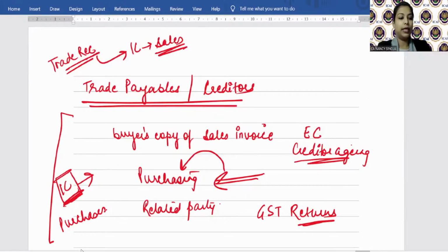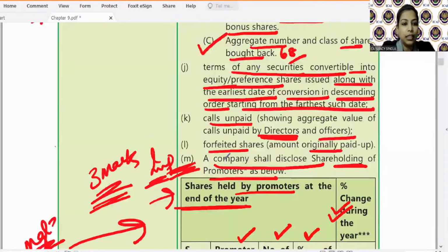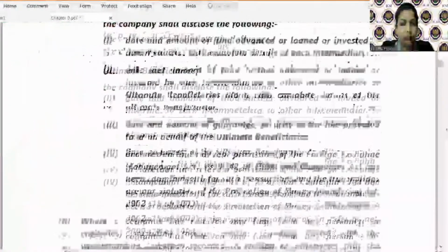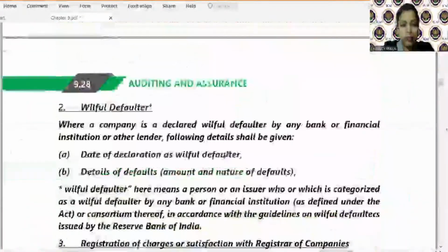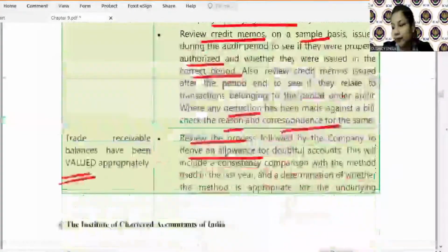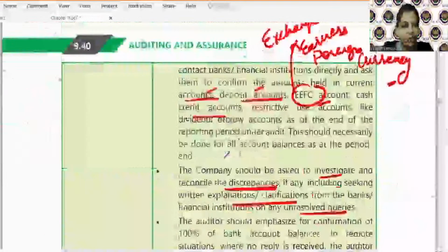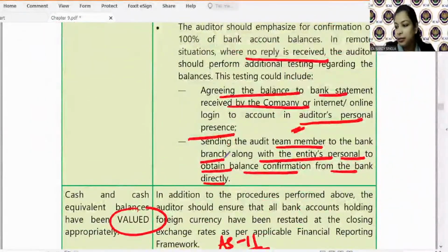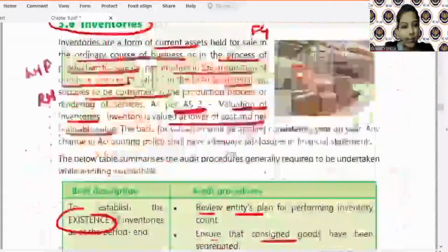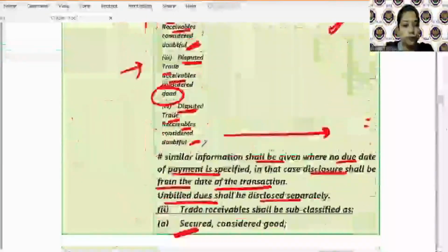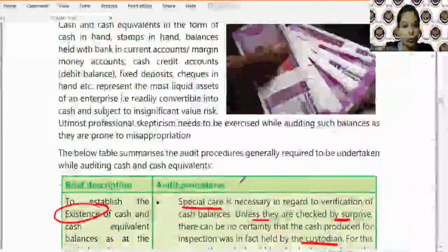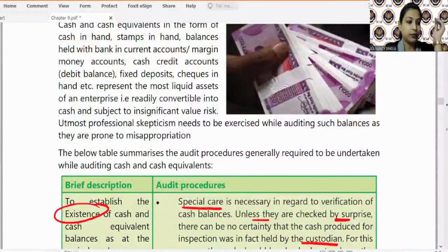So let us have a look at it from the module. I'll give you certain paragraphs to be read as homework because these are absolutely the same as we have done for trade receivables. Analytical procedures, correct. Keep on sending the replies. Bank details, correct. Okay. So our next topic is what? Trade receivables. Just a minute. What is the page now? 54.